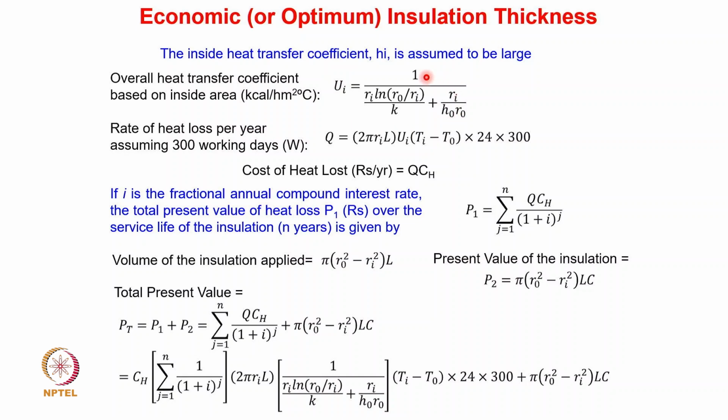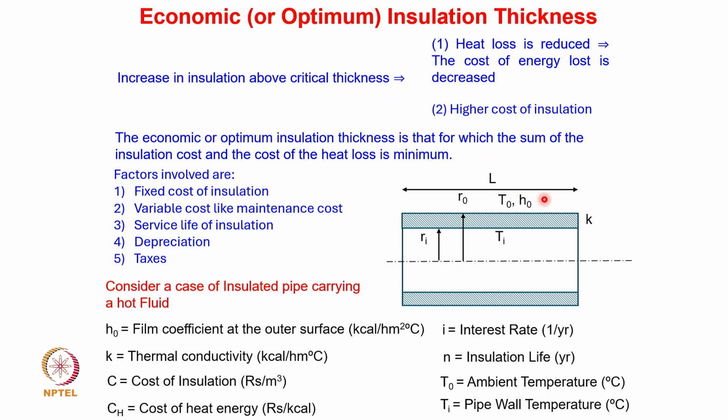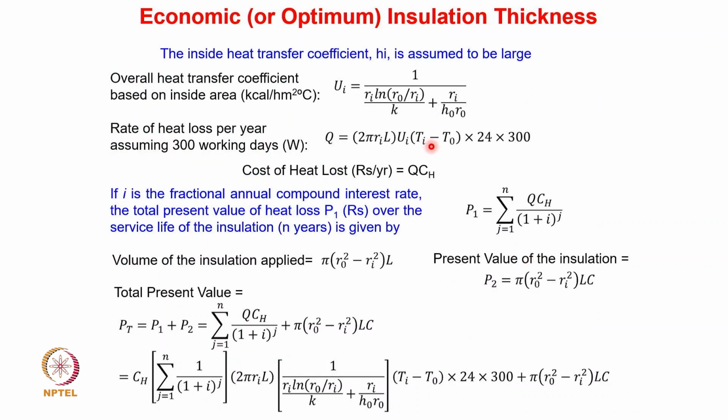So now with this, Ui is calculated using this formula, and the heat loss will be given by UA delta T, isn't it? In this case, U is this, and A will be 2 pi Ri L. This is the heat transfer area, which is the circumferential area of this tube, into the temperature difference, which is Ti minus T naught. Now we want to calculate this heat loss over the year. If we assume 300 working days and 24 hours, that becomes UA delta T into 24 into 300, which gives the heat loss per year.